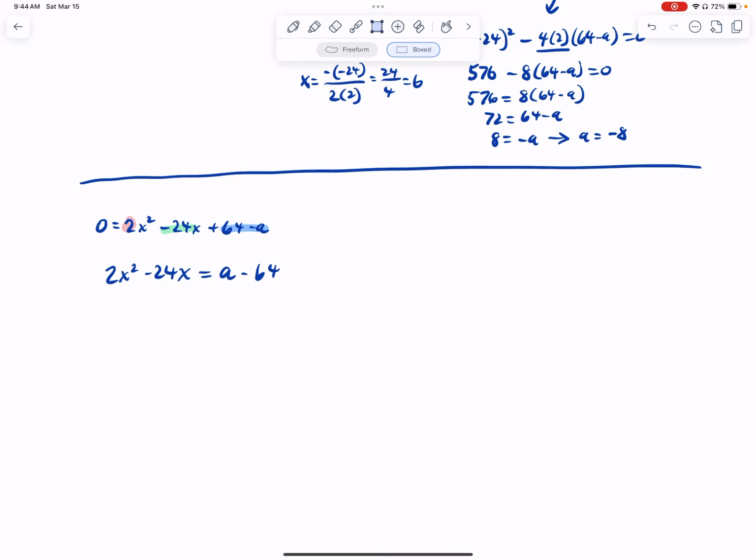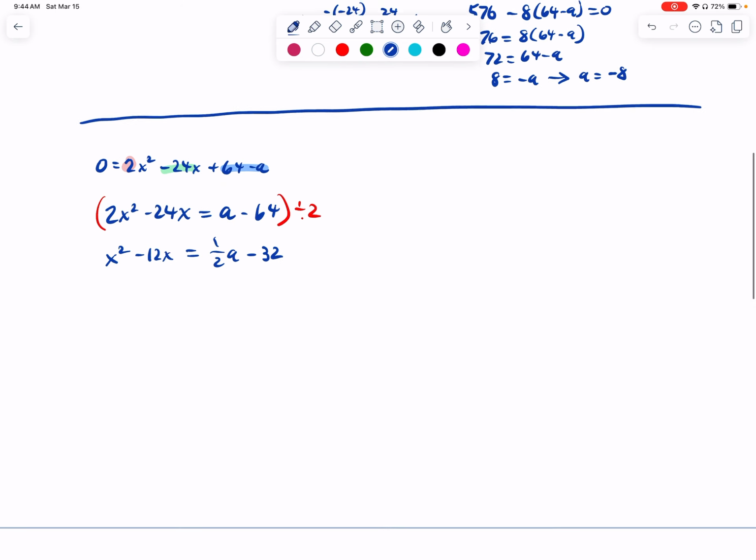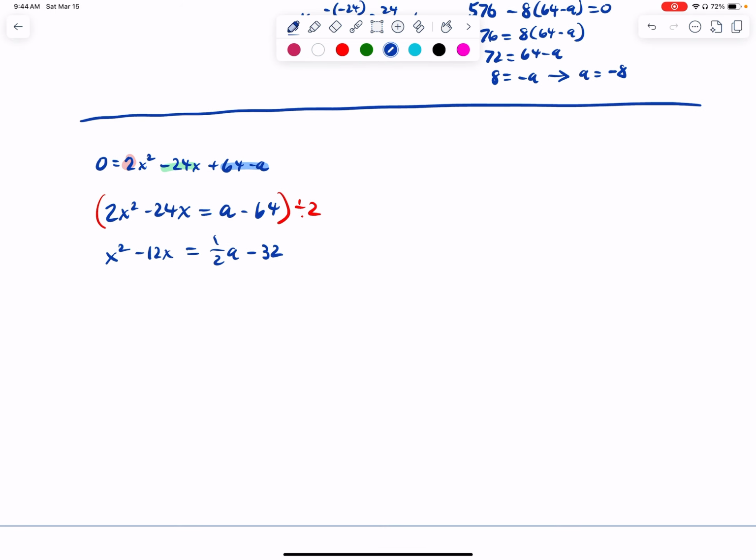Okay, now notice that almost everything is even. The only thing that's not is possibly this a value, but I'm going to go ahead and divide everything by 2, which is going to make my numbers a little bit smaller. Easier to do the complete the square thingy on. So divide by 2. X squared minus 12x is equal to a half a, and then minus 32. Okay, and then I go ahead and complete the square.